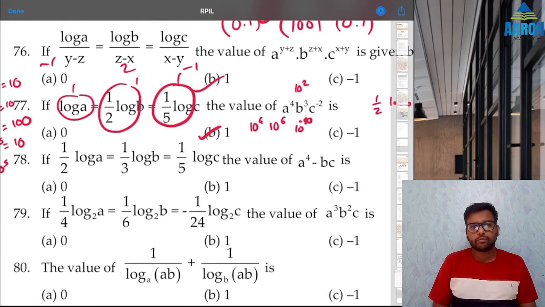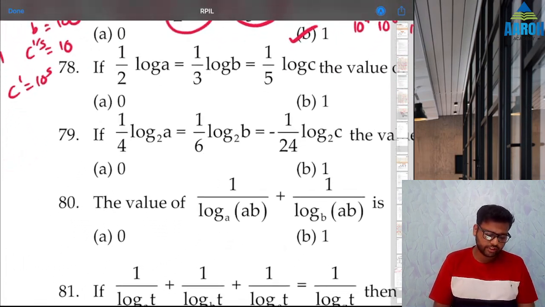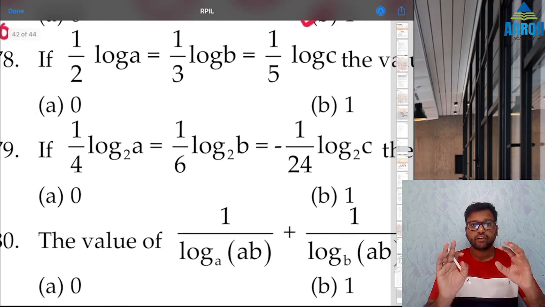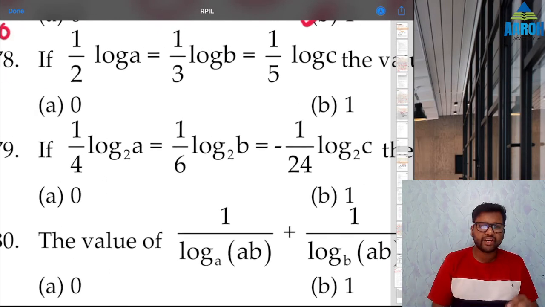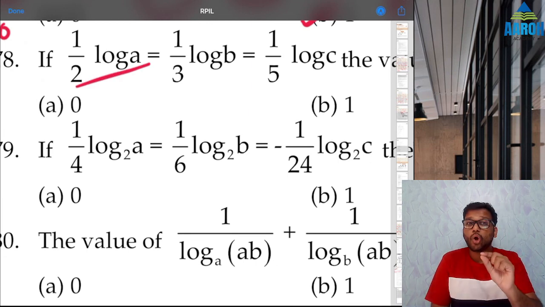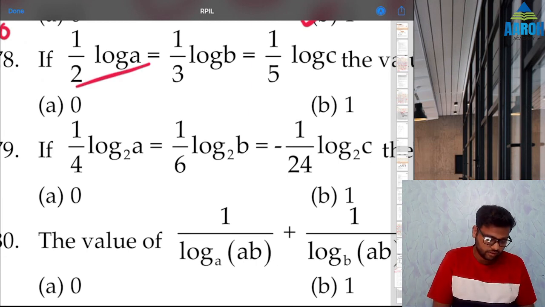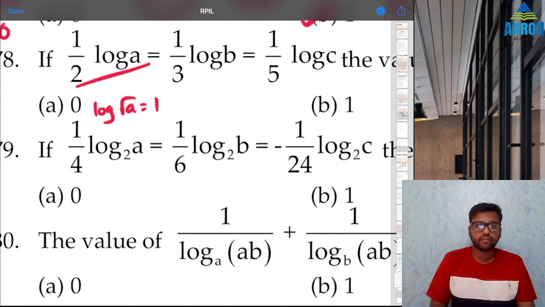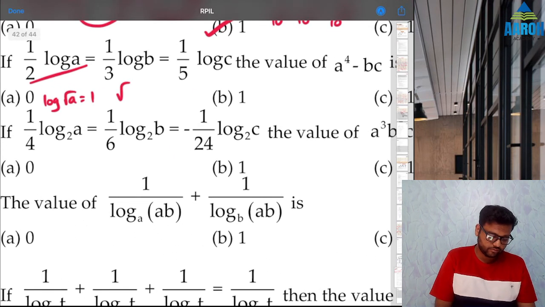Similarly, 78th we can follow the same approach exactly. Concentrate. We want everything to be 1. So again, follow simple logic. This should be 1. That means log of root a should be 1, right? Half will go into power, so it will become log of a raised to half, or log of root a is equal to 1. That means root a is equal to 10, that means a is equal to 10 square.